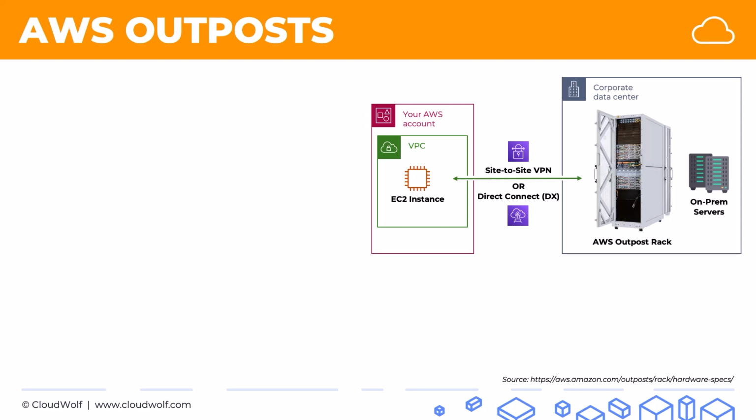An Outpost rack is a physical device. They're both physical devices, just one is smaller than the other. It's a physical device that is delivered to your corporate data center by AWS certified personnel.